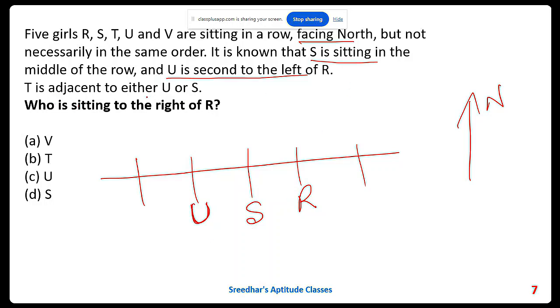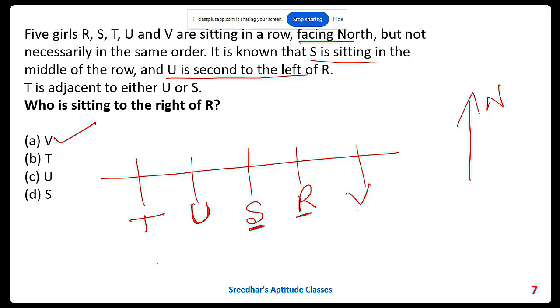And T is adjacent to either U or S. If T has to be adjacent to either U or S, first of all, there is no chance of T being adjacent to S because next to S there is no vacant place. So T can be adjacent to U only. Now who is the only person left out? V. So the question is, who is sitting to the right of R? V. So the answer is option A, V.